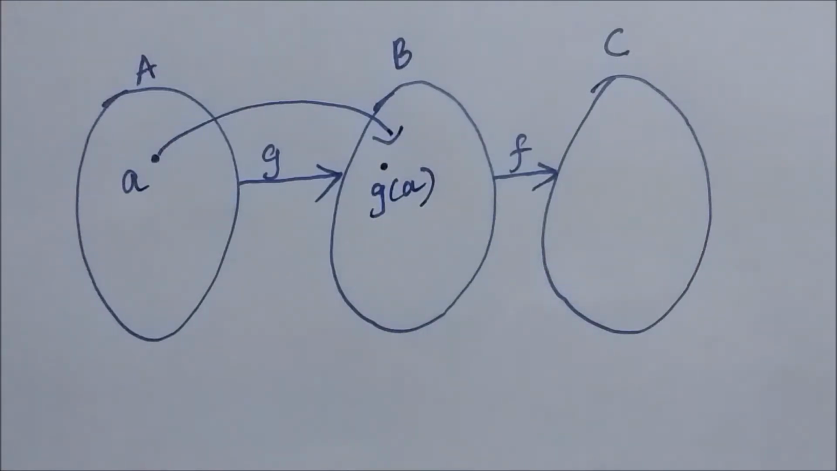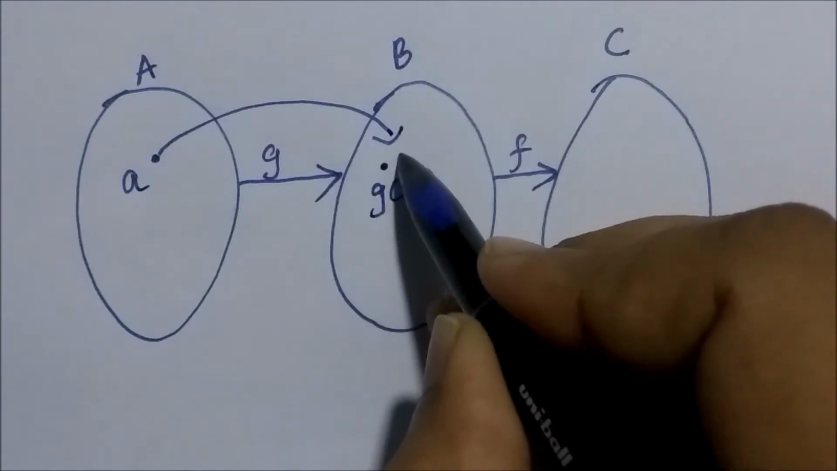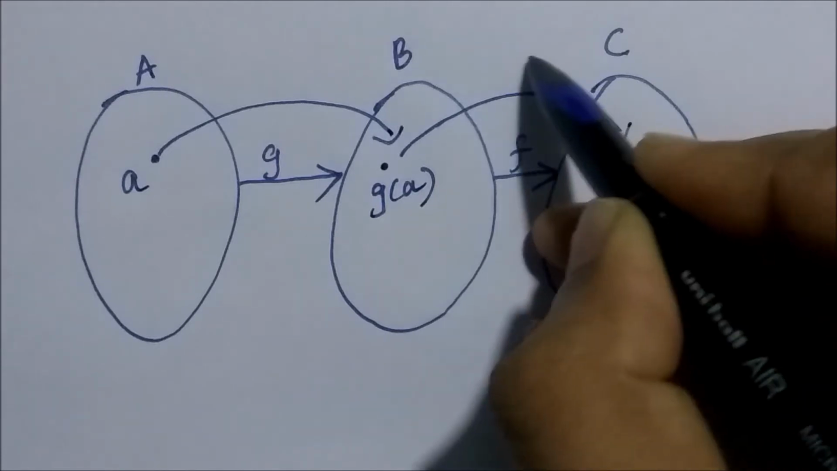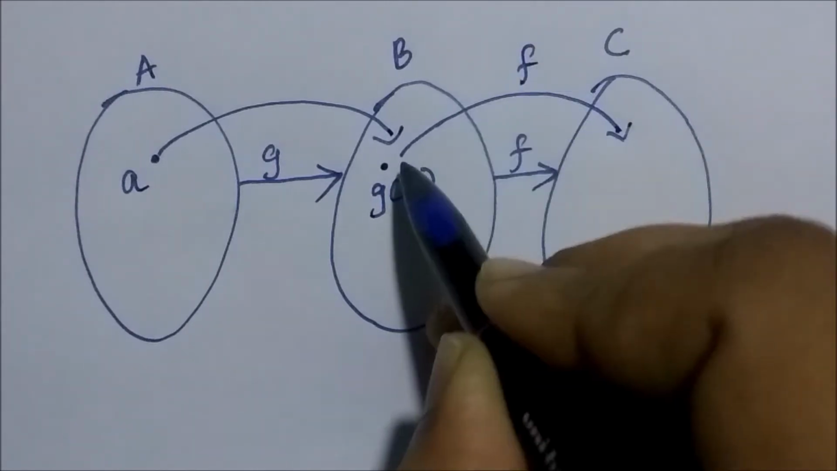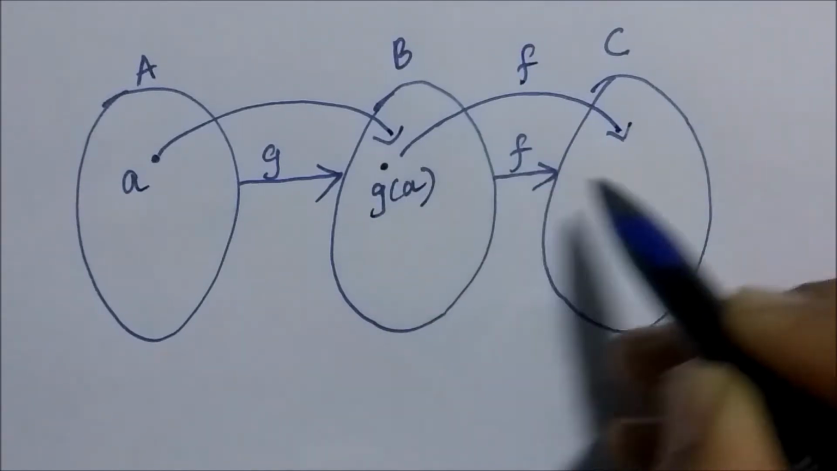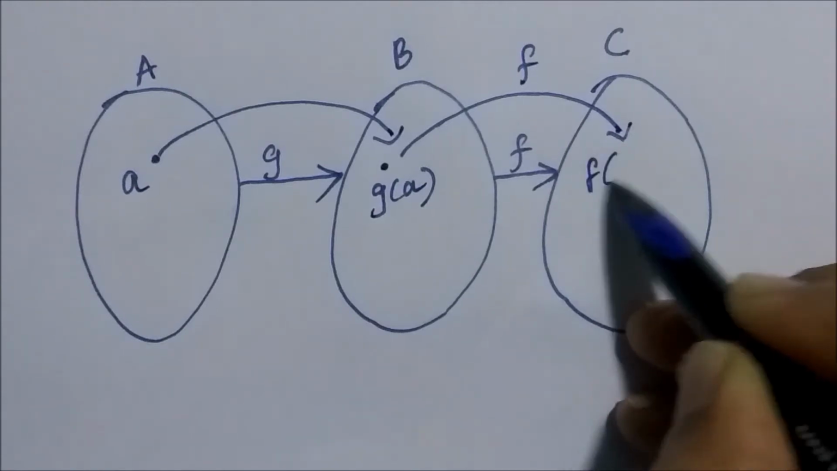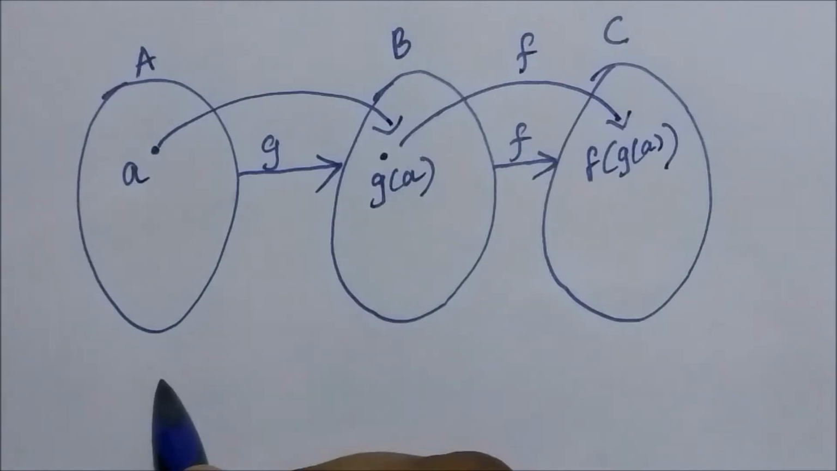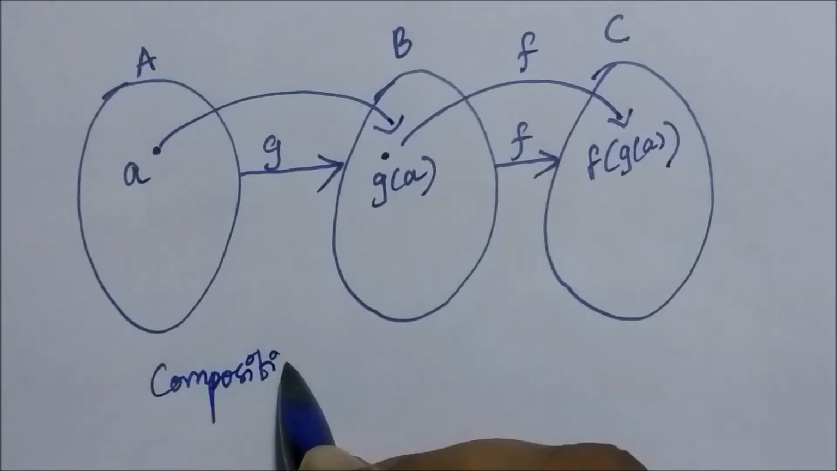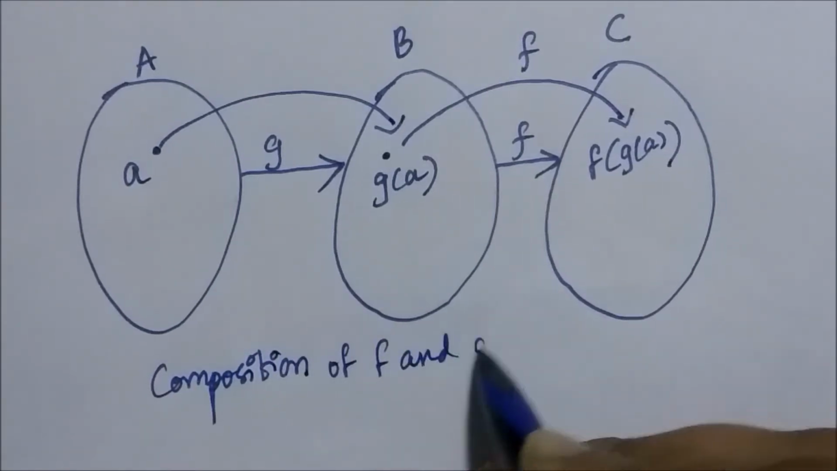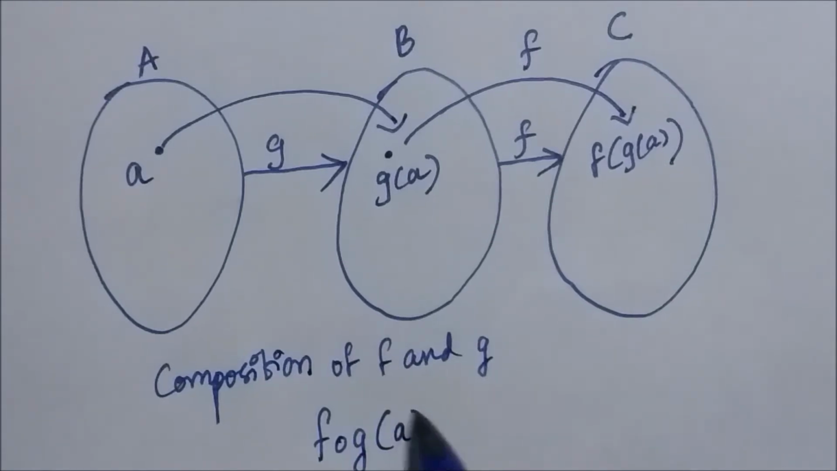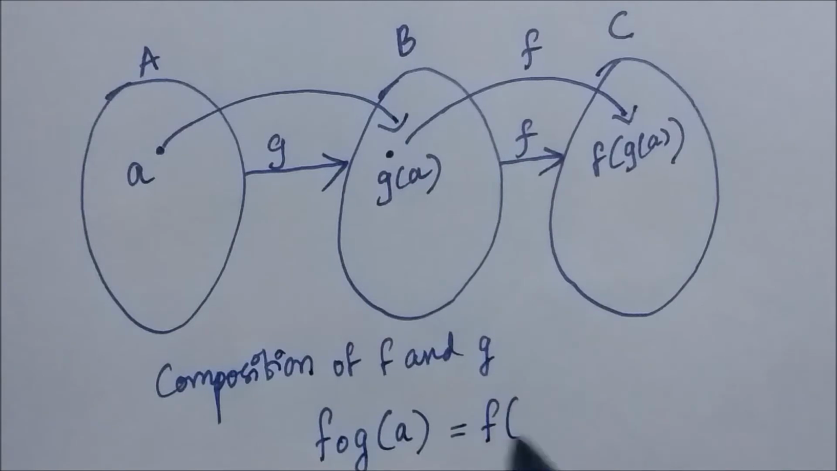The function G is from set A to set B. The function F is from set B to set C. So the element G of a in the set B is mapped to an element F of G of a in the set C by the function F. The composition of the functions F and G is denoted this way. F composition G of an element a is nothing but F of G of a.